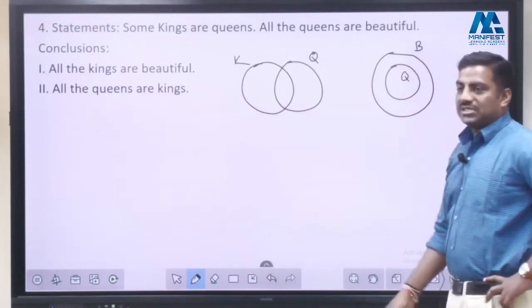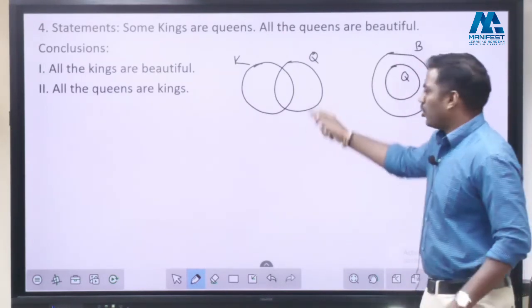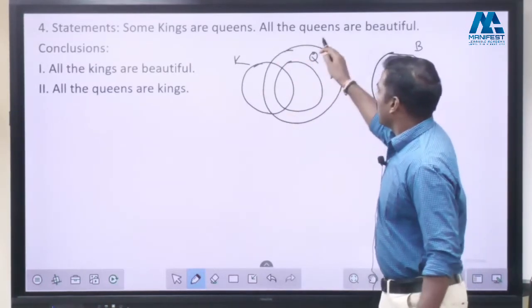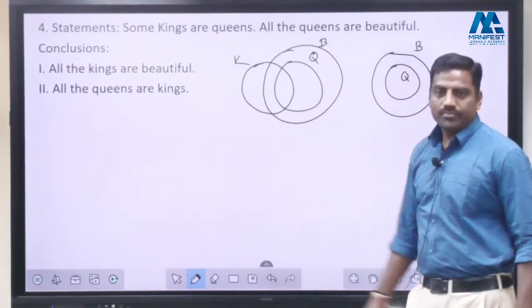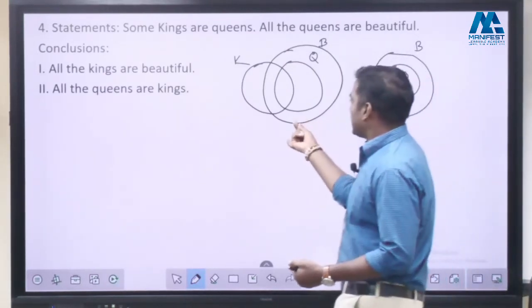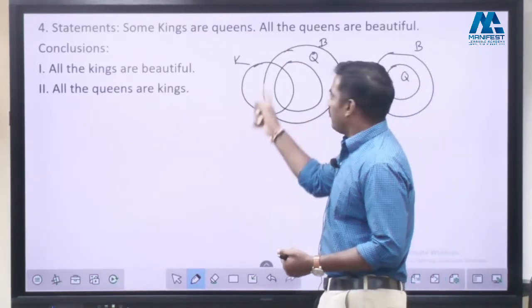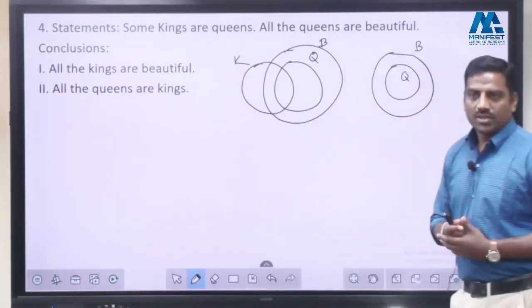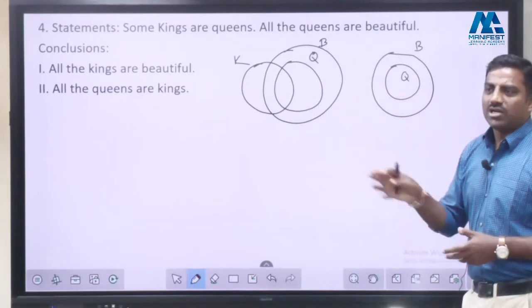Now, the most simple way. I will not draw one more diagram. I'll try to club here only. I'll put B here. Is that fine? One more way of writing. Extend this circle of B even for K entirely. Okay? But that is not required.